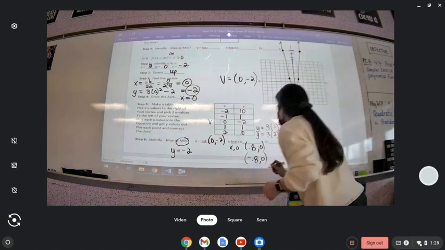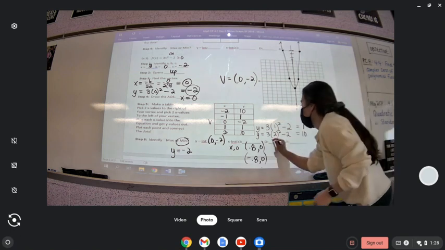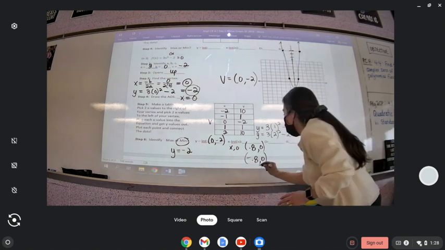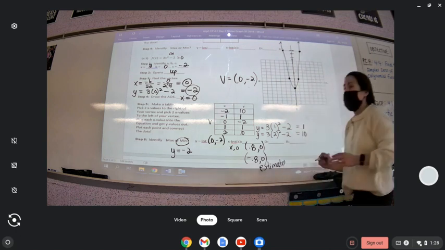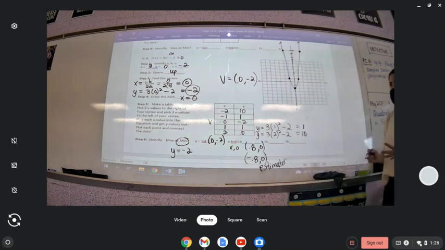And then our domain is normal. But guys, I need you to know that those are estimates. Those are really not the x-intercepts. I just can't make you find them yet.